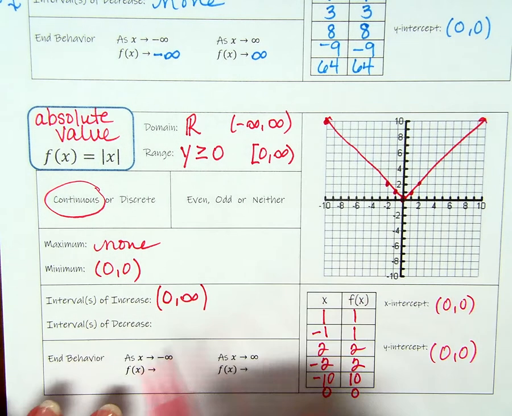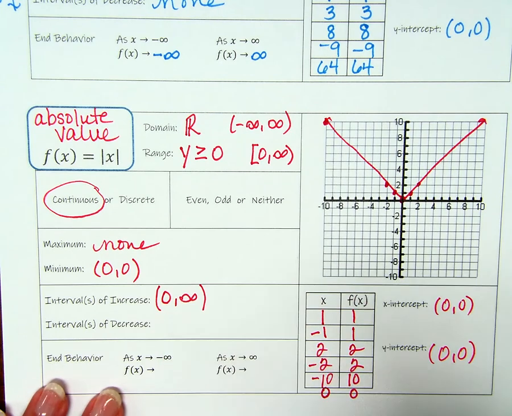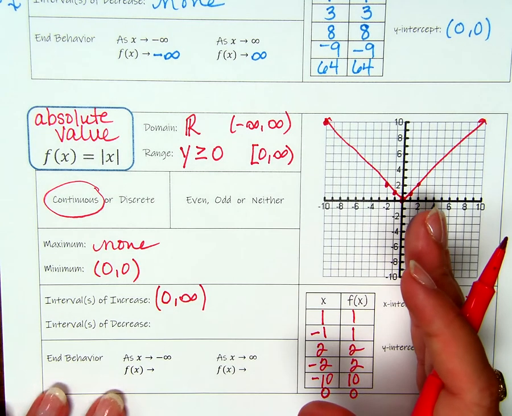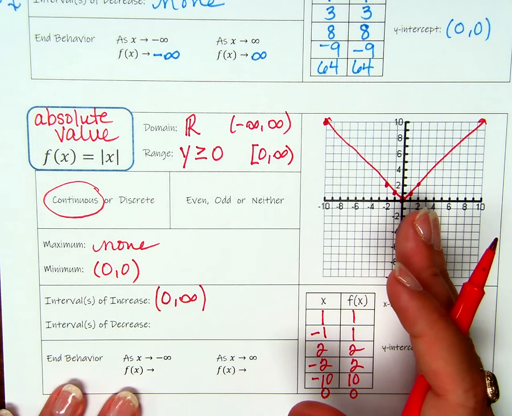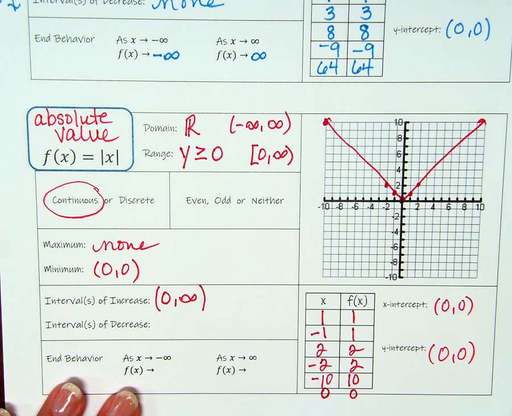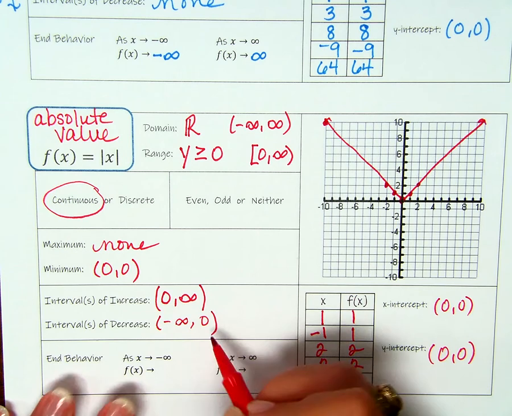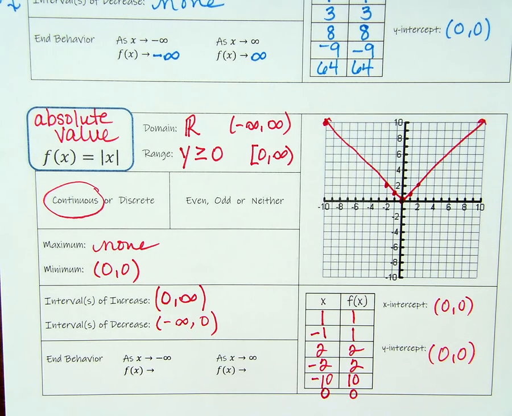Okay. So where is it decreasing then? So it stops decreasing at 0, 0. I agree with that. But it's decreasing on the left-hand side of that, right? So is it decreasing from 0 to negative infinity? No, because we always go least to greatest, right? So it's decreasing from negative infinity to 0. Yes? Okay.